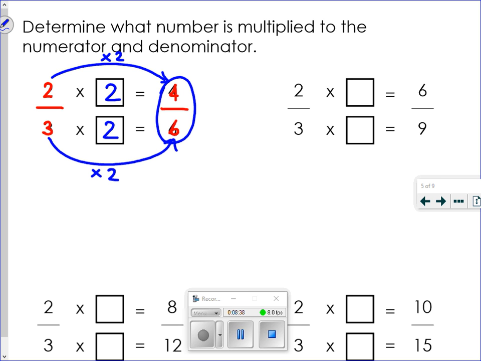Okay, so let's do that here. What have I multiplied 2/3 by to get its equivalent fraction, 6/9? Well, let's look at the numerator. What have I multiplied 2 by to equal 6? 2 times 3. So I've multiplied by 3 on the top in the numerator. That means I have to multiply by 3 on the bottom. 3 times 3 is 9, and that's how I get this equivalent fraction.